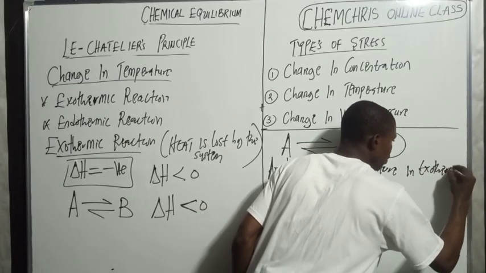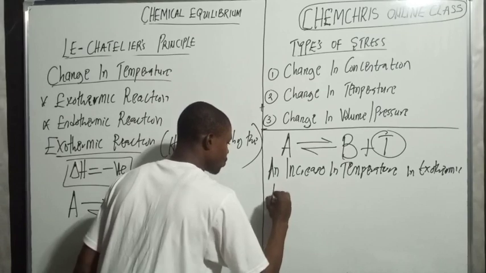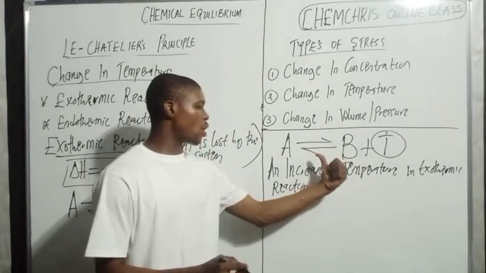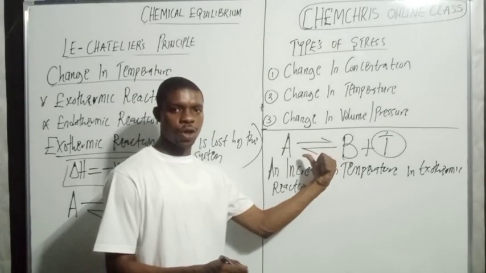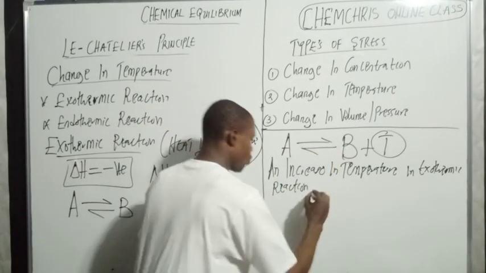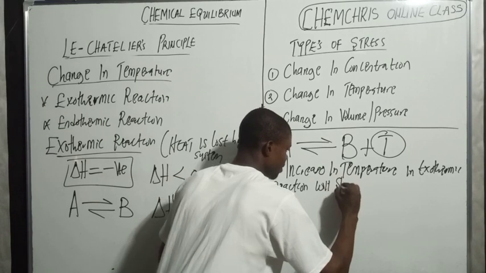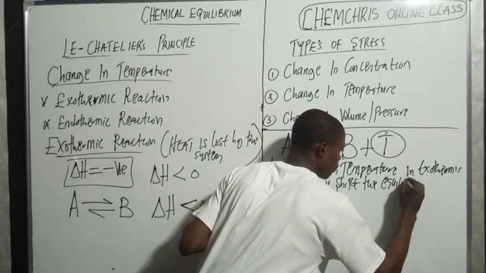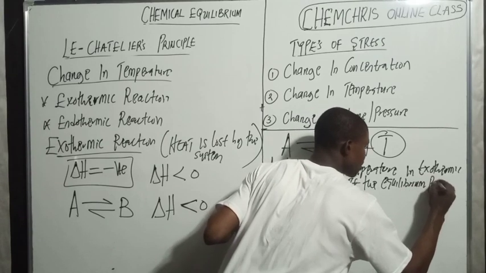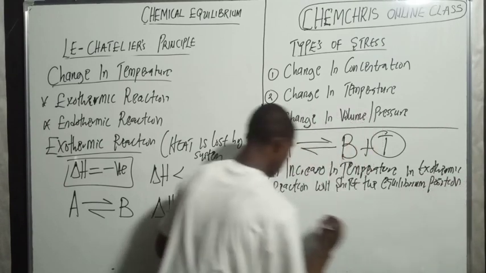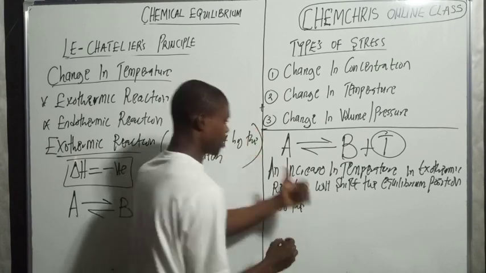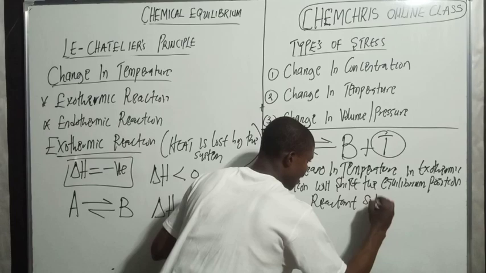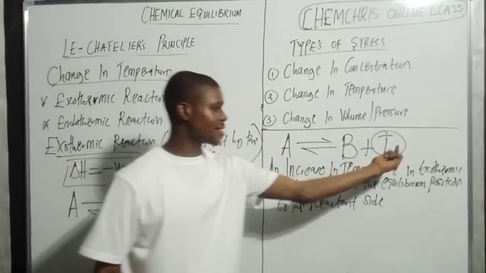In exothermic reaction, we shift the equilibrium position to the reactant side. To the what? To the reactant side. That is it.